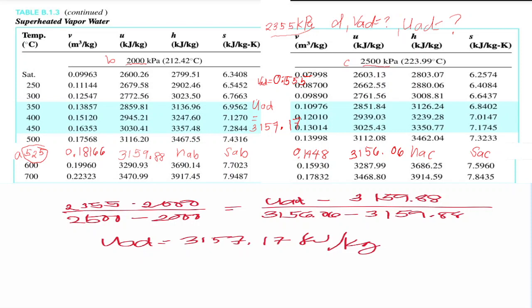So I will not be solving the HAD and the SAD. You do it as an exercise.